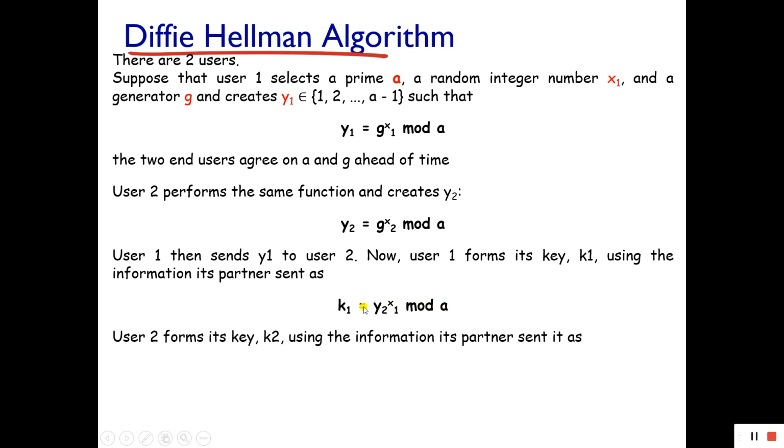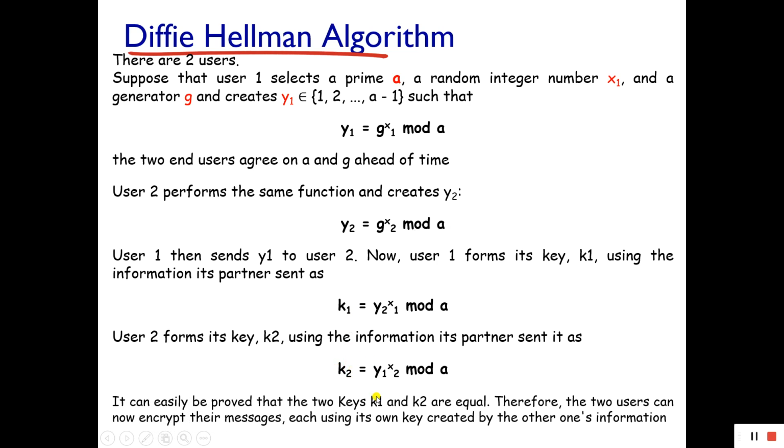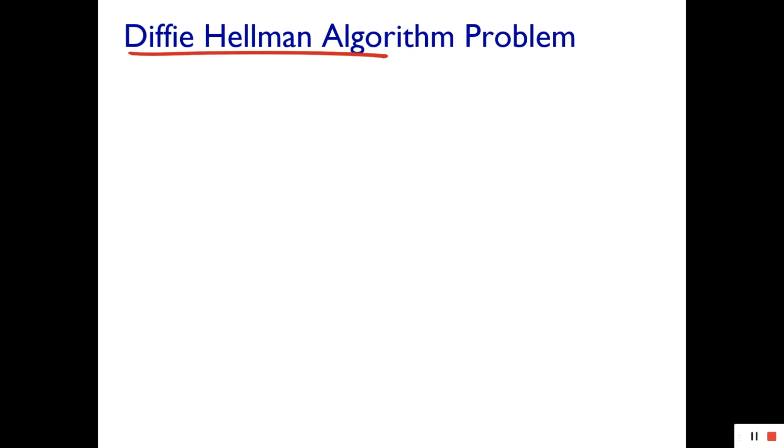At the same time, user 2 will find k2 because user 2 has received y1. How will he find k2? k2 is equal to y1 raised to x2 mod A. That time he will get the k2 value. When he gets this k2 value, definitely k1 will be equal to k2. Let us see an example so that you can understand better.